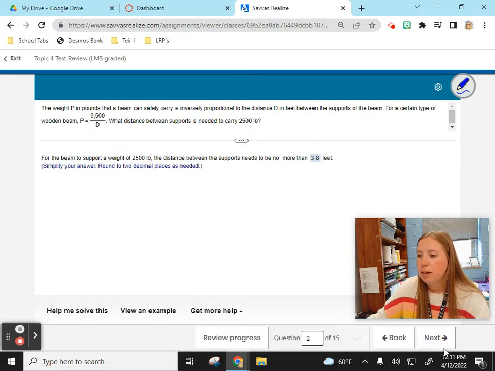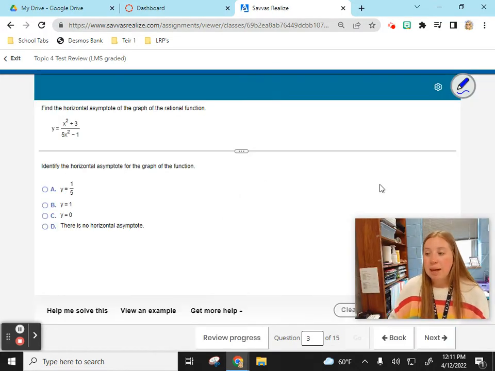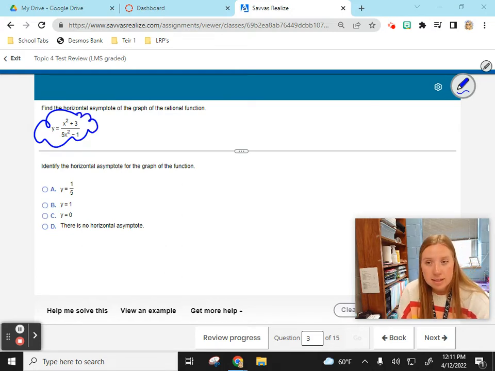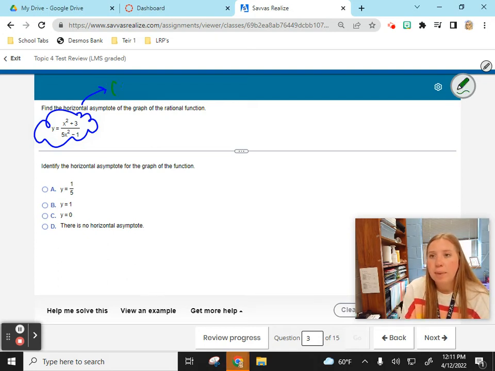All right, moving right along. My next one is asking me to find the horizontal asymptote of this rational function right here. Remember, we're not graphing on this test, so we're going to have to know how to solve this algebraically. And the horizontal asymptotes, these are the ones where we have to compare.